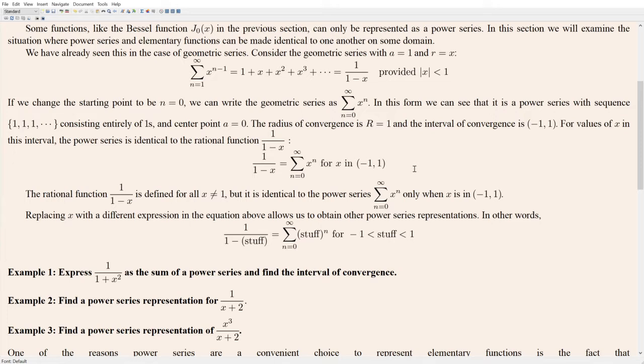We are looking for exactly this situation, where an elementary function can be represented as a power series for some values of x. It's too much to expect that this is going to work for all values of x, so this is only going to work inside some interval of convergence. Indeed, the function on the left is defined for all x except for x equals 1, because that's when it would try to be dividing by 0. But nonetheless, this equation only holds true for x's inside this interval. So let's actually show that in Geogebra.